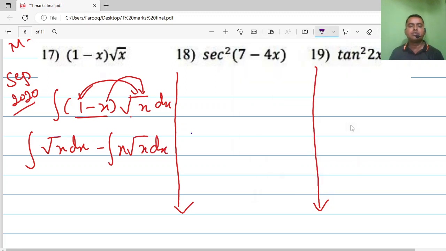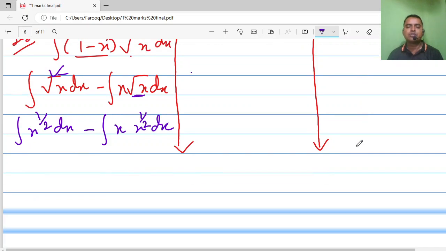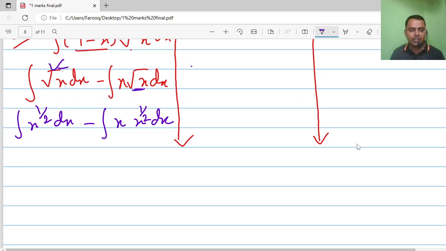Now as we did, root x means x raised to 1 by 2. Instead of this root, I am writing 1 by 2, minus x. Instead of x root 2, root x means what? 1 by 2 dx. So look here, integration of x raised to 1 by 2 as it is, one more step.